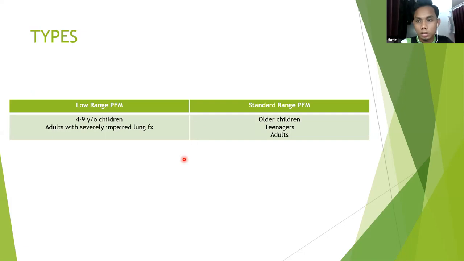Okay, these are the types of peak flow meter. There is low range peak flow meter and also standard range. In low range, we usually use it in 4 to 9 year old children, and also adults with severely impaired lung function, because with the low range peak flow meter, we want a more accurate measurement. In other, older groups of age, we can use the standard range peak flow meter. Okay, next.